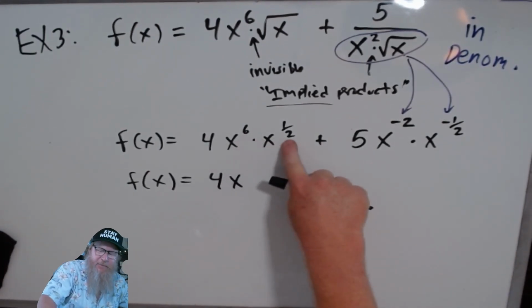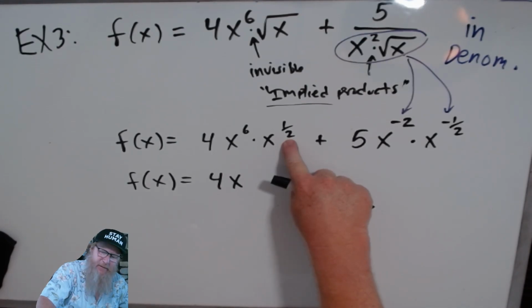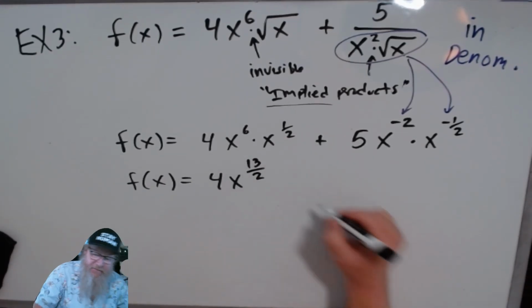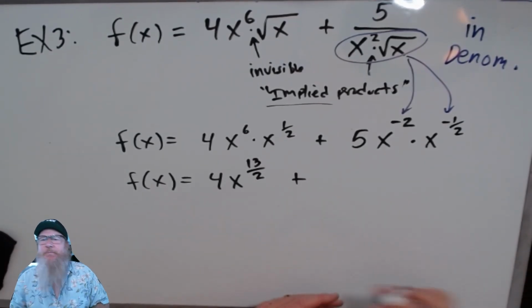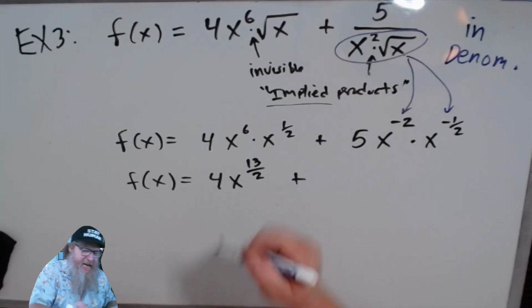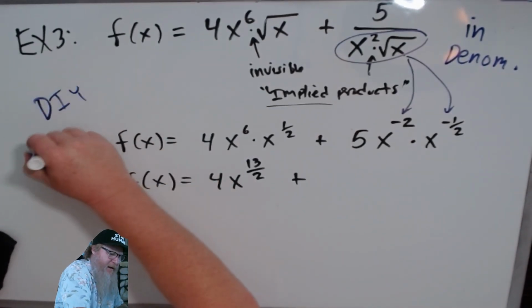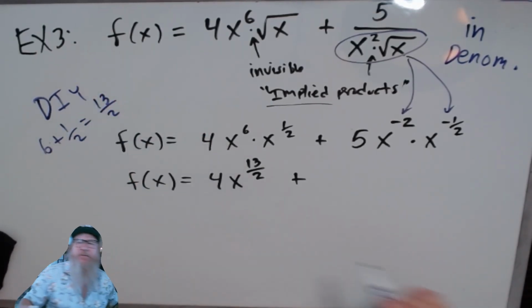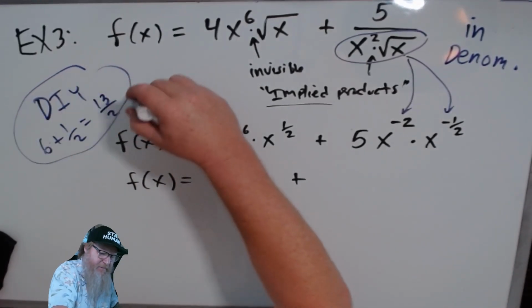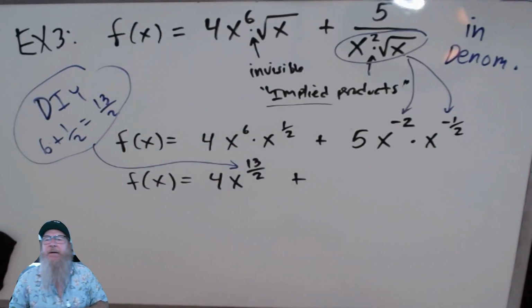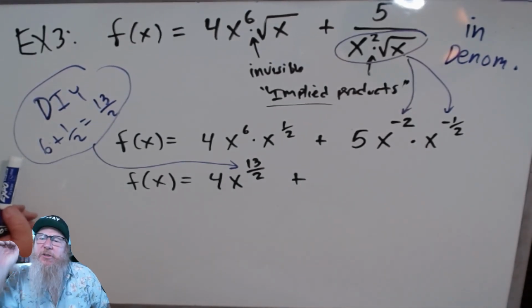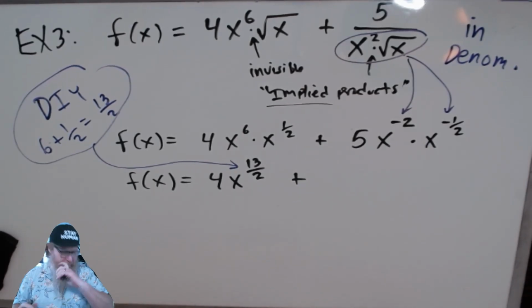So this is 6 plus 1/2, which is 13 halves. I'm going to say DIY: do it yourself. All right, I'll give you a hint. The hint is 6 times 2 is 12. That's the hint I'm going to give you.